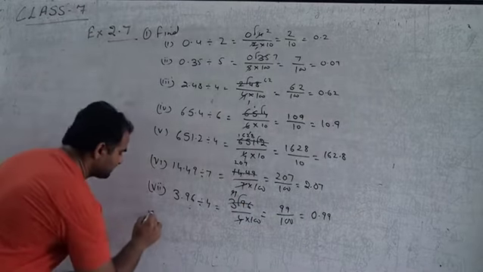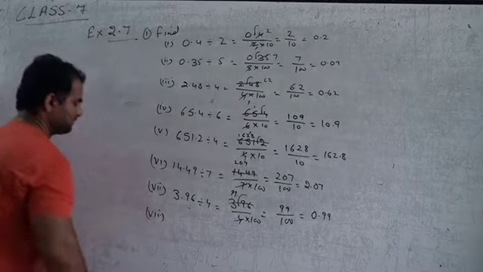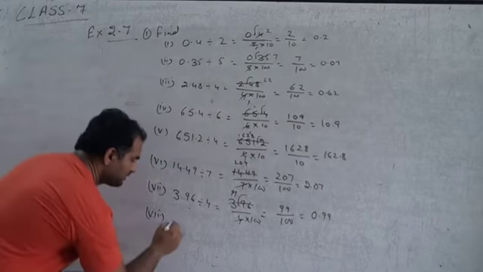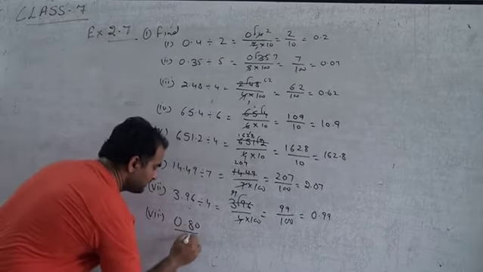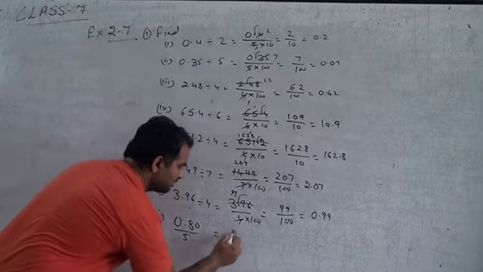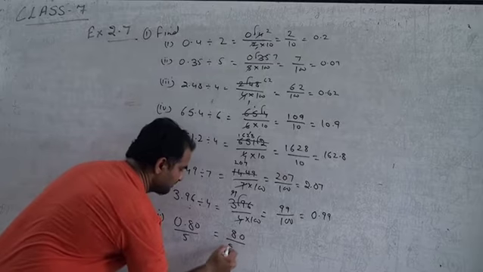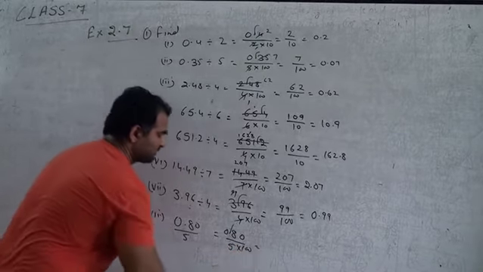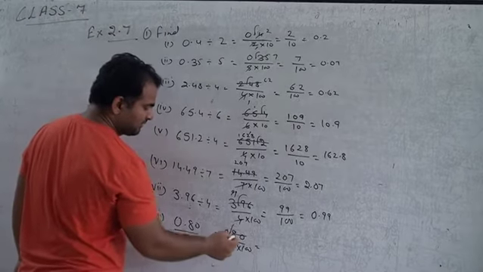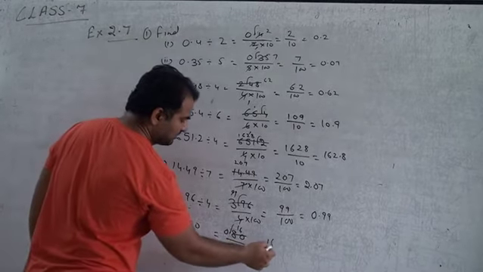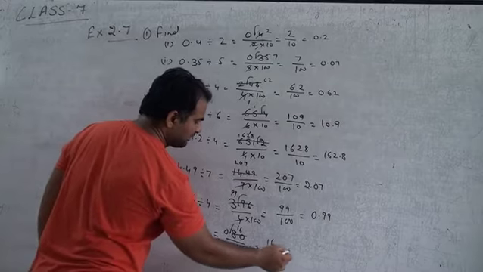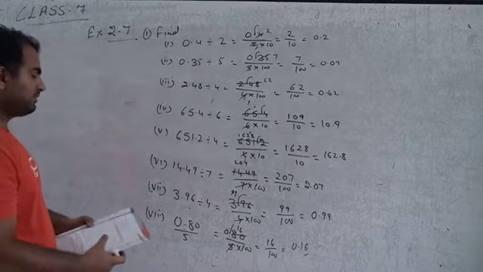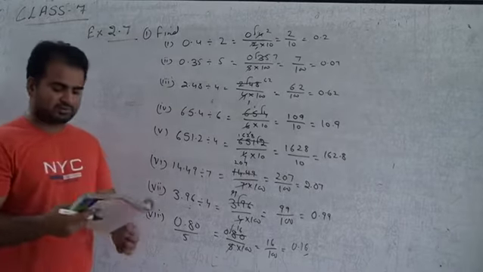And the last question for it is 8. 0.80 divided by 5 equals to 80 upon 100, when this point is removed. Okay. When we divide 80 by 5, it will give us 16. So it will be 16 by 100, or it will be 0.16. Okay, the answer is 0.16. This was question number 1.